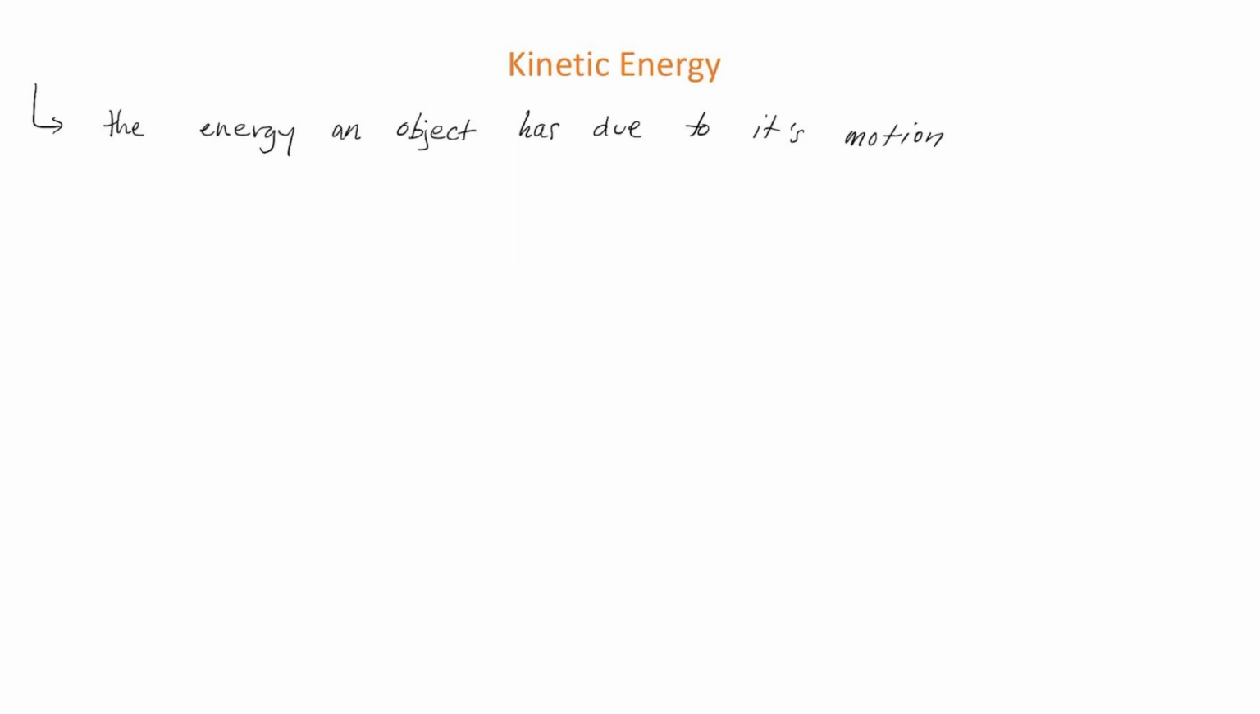In this video, you are going to learn about kinetic energy. Kinetic energy is the energy an object has due to its motion. For example, a person running, a ball that's been thrown, or a plane flying through the air. All of these examples are objects with kinetic energy. And that kinetic energy comes from the fact that these objects are moving.